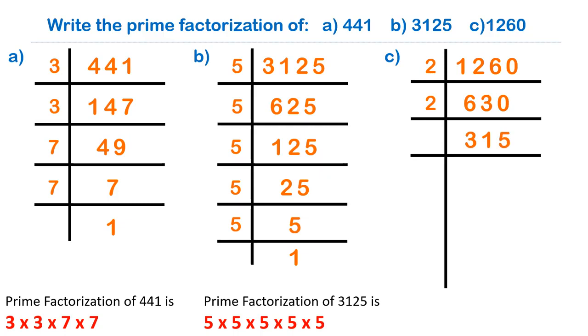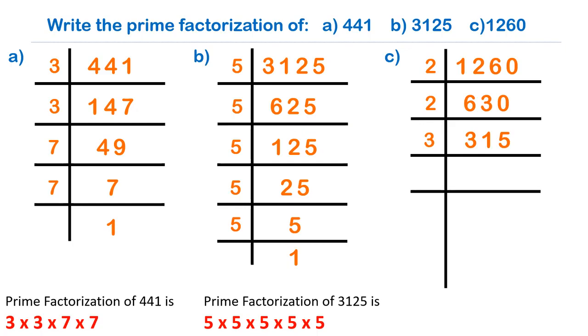315 is not an even number, it is an odd number, so it is not divisible by 2. So we take the next prime number 3. To check whether it is divisible by 3 or not, we use the divisibility test of 3. So add the digits. 3 plus 1 plus 5 equals 9, and 9 is divisible by 3. So 315 is also divisible by 3. So write 3 to the left of 315 and divide.